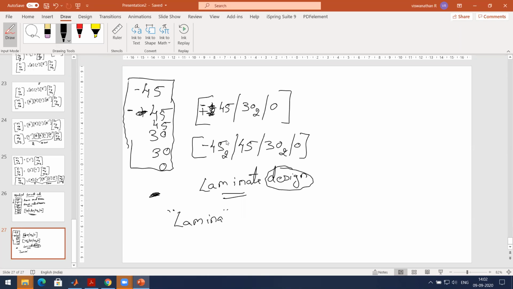Because when you look at some examples, you should be able to understand what this is. So there is two minus 45s and then a plus 45 and then a 32 times and then a 0. This is what you need to understand for now. How do we get these things? That we'll see a little later, because I have not talked about laminate design yet. I've just come out of lamina and am trying to introduce laminates.